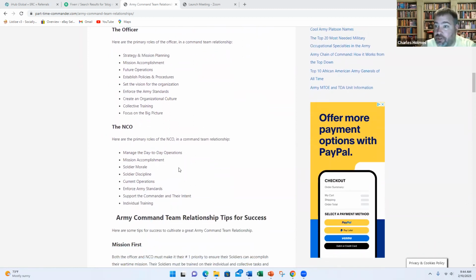Now, the NCO. The NCO has a different job, yet equally important. They manage the day-to-day operations of the unit. They are also focused on mission accomplishment. They have a big impact on soldier morale. They handle soldier discipline. They're running the current operations. They also enforce the Army standards. They support the commander in their intent, and they focus on individual training. The officer is doing the collective training. The NCO is working on individual training.